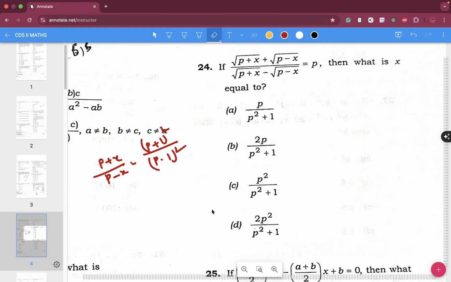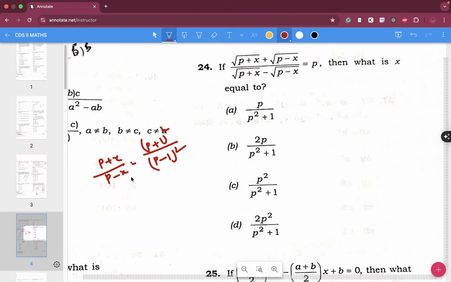Now what we have to do, we have to find out what is the value of x. Okay, so to find out the value of x, we will have to separate all the x terms over here. And possibly we can apply the componendo and dividendo rule over here again, right.